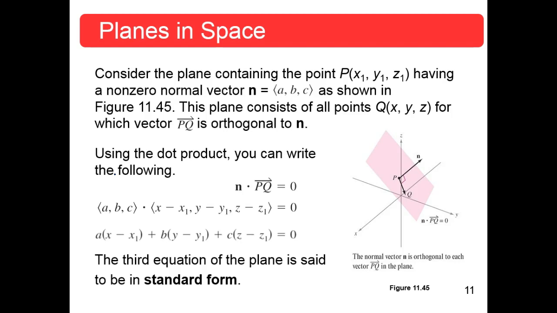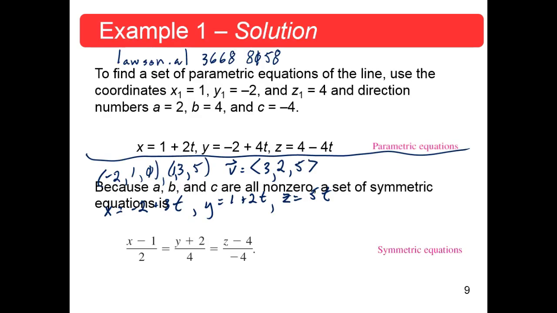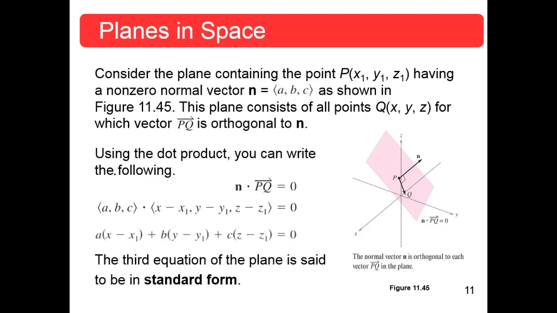If you had that vector that was in the same direction of the line, that became the coefficients of your parametric equation. And then the point became the constants for those parametric equations. Okay? Well, let's look at what we have here.